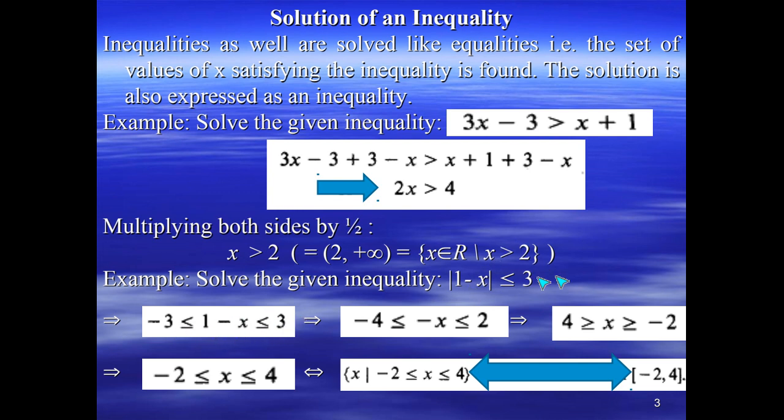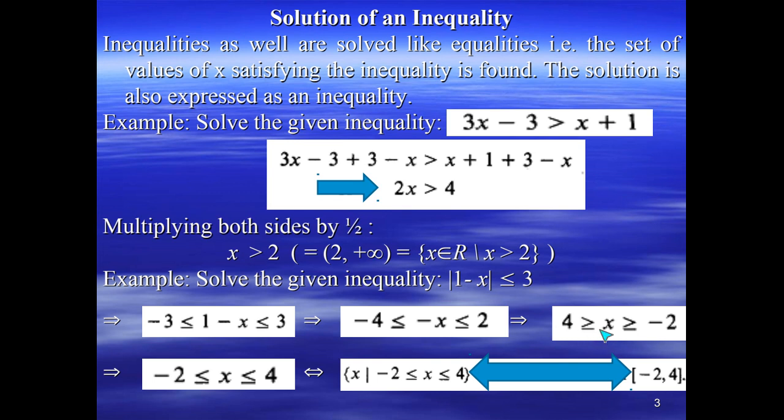This is the way we open this inequality, this absolute value. All right. Then what shall we do? We should add minus 1 to both sides of this inequality. Minus 3 minus 1 is minus 4. 3 minus 1 is 2. And 1 minus x minus 1: 1 and minus 1 cancel each other. We are left with minus x. So minus 4 less than or equal to minus x less than or equal to 2.